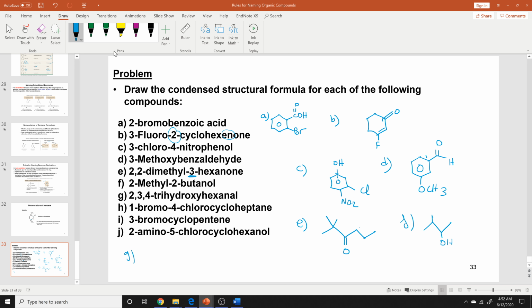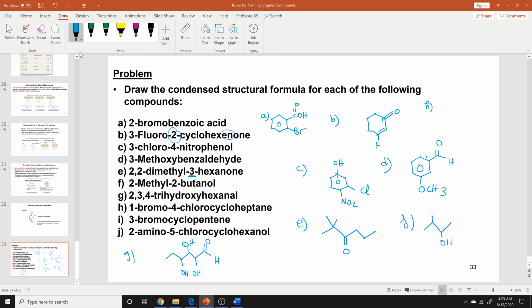For G, I have my hexanal, so I have my 1, 2, 3, 4, 5, 6. I added a carbon here. Let's take it out. So 1, 2, 3, 4, 5, 6. So this is going to be my hexanal in there. Now, since it's an aldehyde, I know that the aldehyde is going to be at the end. And then it's going to be a trihydroxy on carbon 1, carbon 2, carbon 3, and carbon 4. And all of them have OHs in there because it is a trihydroxy.